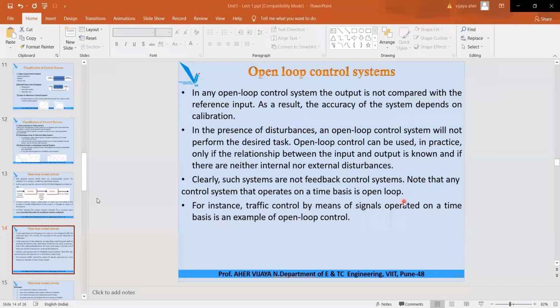So I have given the example of toaster. The second example I have given is related to traffic light that depends only on time. On a time basis your output will be changing. So such a type of system is called an open loop control system. Now, for instance, a traffic light control system by means of signals operated on a time basis is an example of this control system. So we'll see the examples one by one.